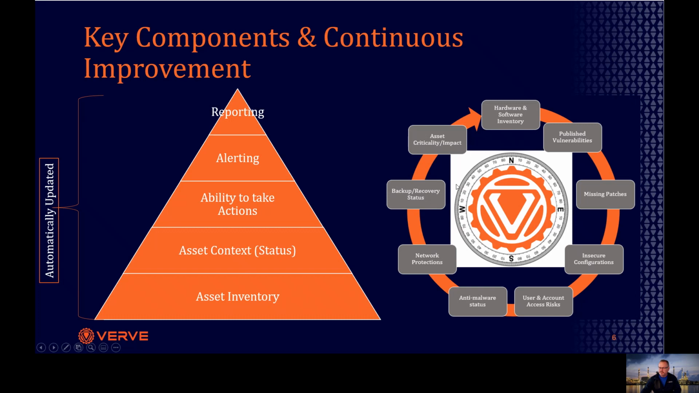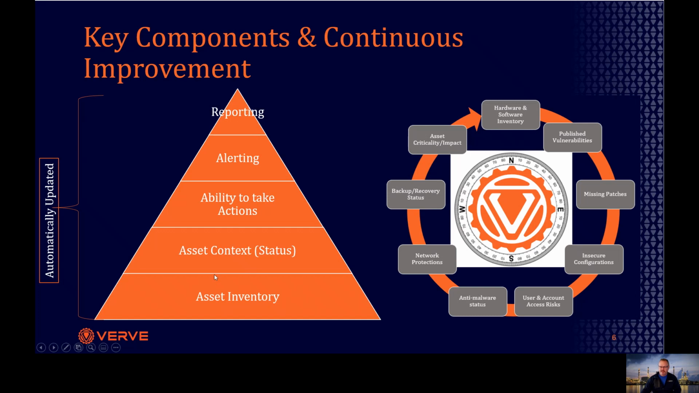If you had this feedback loop, you'd be able to look not only at inventory, but vulnerabilities, patches, how they're configured, users and dormant users, the status of various components like anti-malware, how you're connecting and communicating, any violations to your network segmentation, backup and recovery status, and also the asset criticality to provide context. Critical assets need different behavior and probably go to the top of the list for remediation.